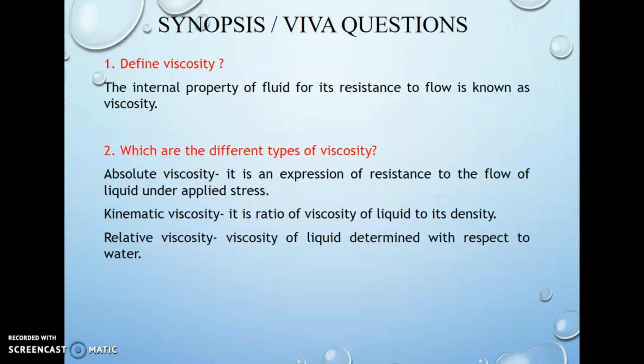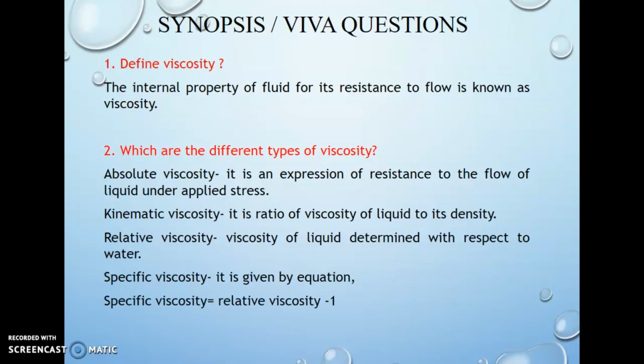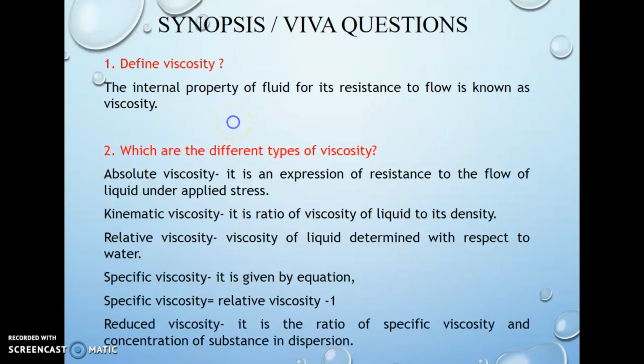Third type of viscosity is relative viscosity. It is the viscosity of a liquid determined with respect to water. Next type is specific viscosity. It is given by the following equation: specific viscosity is equal to relative viscosity minus 1. Next type of viscosity is reduced viscosity. It is the ratio of specific viscosity and concentration of substance in dispersion.